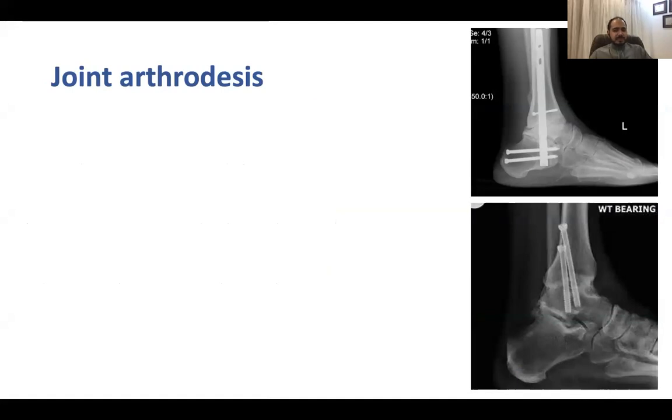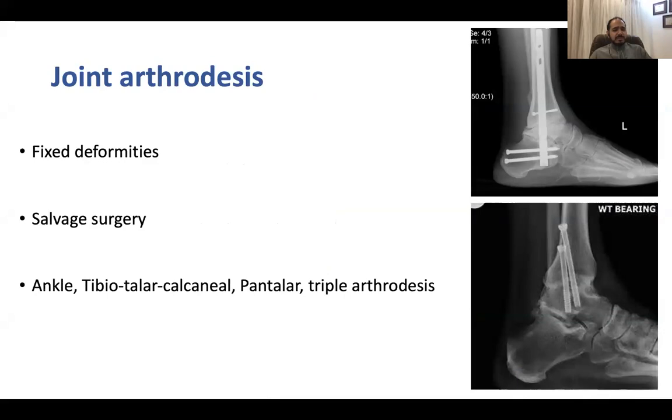Lastly, the last procedure I'll be talking about is joint arthrodesis. These are usually for fixed deformities which tendon transfers are not able to correct. It could also be a salvage surgery for a failed tendon transfer, or for someone in a very bad situation with a complete paralytic foot with no retained muscle function. These can be mostly done as ankle arthrodesis, tibiotalocalcaneal arthrodesis, or triple arthrodesis.